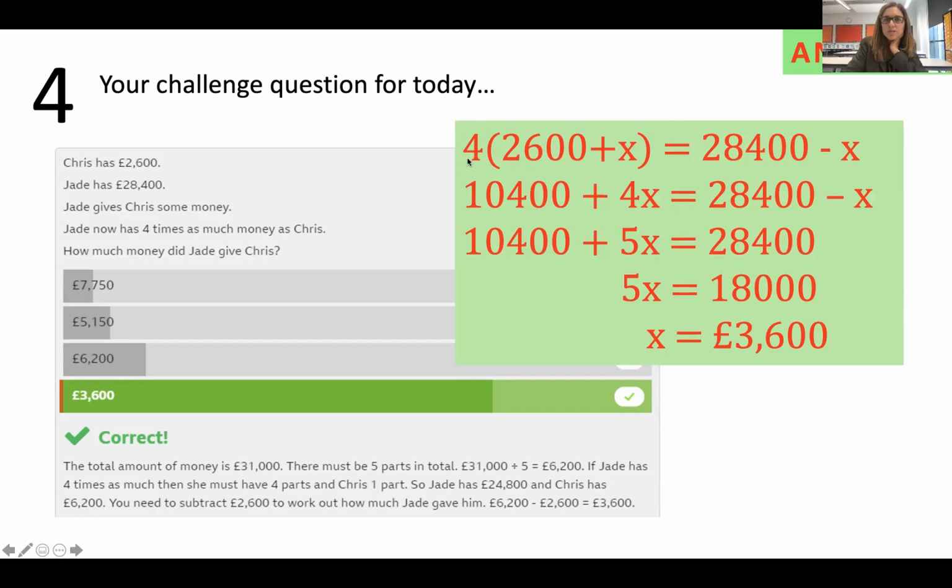Okay, so we need to multiply how much Chris has got by 4 so that the 2 sides of our equation are balanced. We can then expand the single brackets. We can then use our balancing method to rearrange our equation by adding x to both sides here. Remember, what we do to one side, we must do to the other side, subtracting 10,400 from both sides. That gives us 5x is 18,000. And finally, we can now divide both sides by 5, which gives us x equals 3,600.